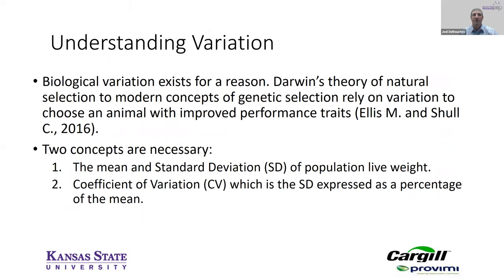So in order to understand variation, we recognize that variation exists in all populations. And in pigs, it's important that we recognize that genetic selection is important when we have variation, so we can select those highest performing animals to be used for the next generation of those selected traits. However, when we look at understanding variation, we need to look at two concepts. First is the mean and the standard deviation of the pig population live weight. In addition, the coefficient of variation, or CV, which is the standard deviation expressed as a percentage of the mean. Thus, these two measurements are interrelated, depending on how we would like them expressed for that population.